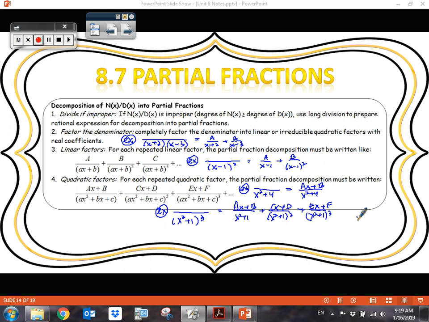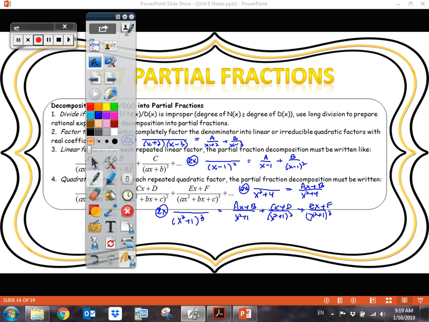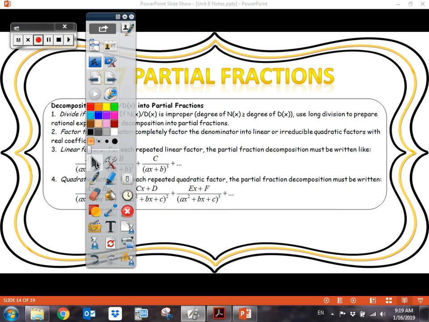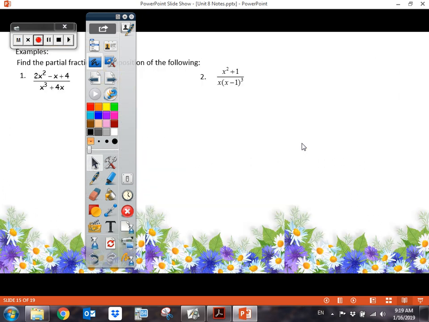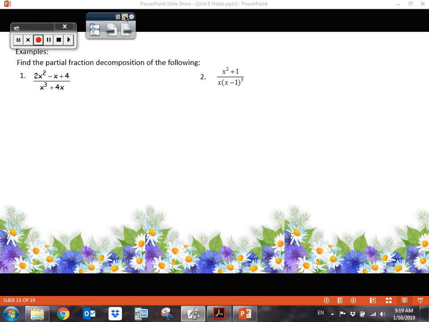Okay, well then let's go to the next slide and let's just kind of jump into some examples. Okay, so we look to see first whether it's improper. This is squared, this is cubed, this is not an improper fraction. We don't need to do long division. We really need to always look at that first. Okay, so we don't need to do long division.